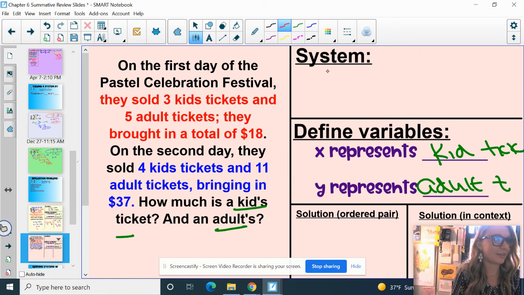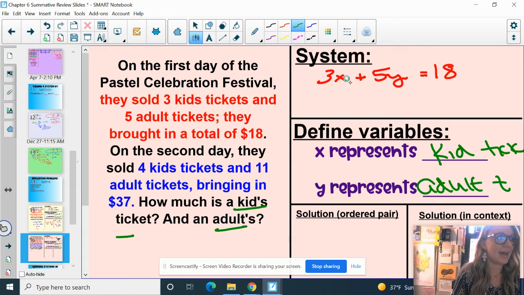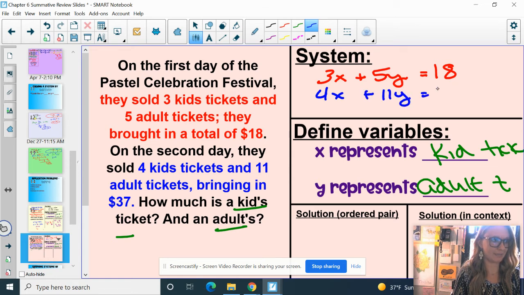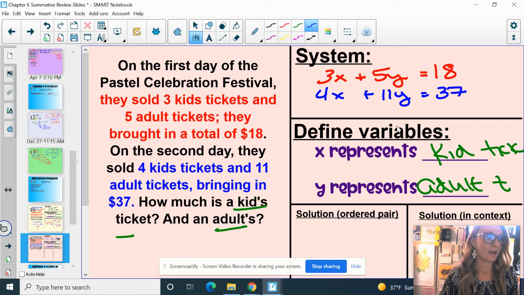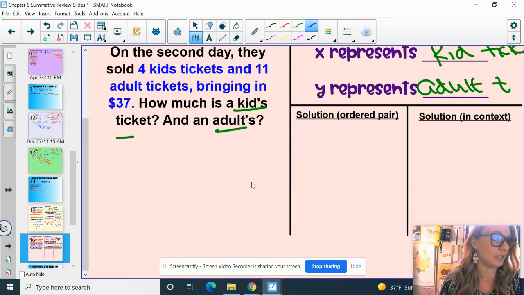So on the first day, there were 3 kids tickets, 5 adult tickets. Who is going to this festival? And equaling $18. On the second day, blue, we've got 4 kids tickets plus 11 adult tickets, making $37. There's your system. Hopefully you see, you're like, oh man, I know Miss LeMan's going to make me do some elimination here. And guess what? You're right.